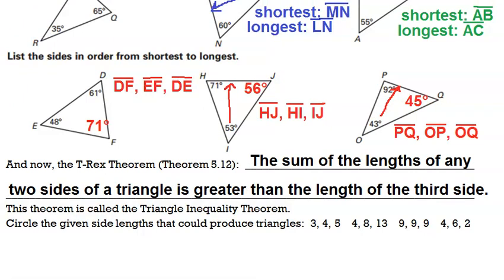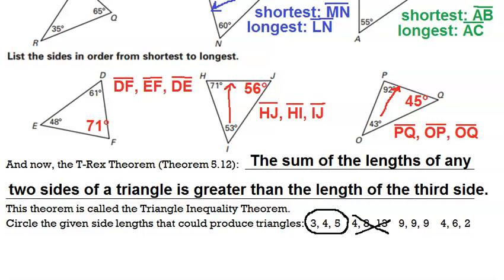Circle the side lengths that can produce triangles. Well, is 3 plus 4 greater than 5? Are the 3 and 4 long enough to reach across the 5? Absolutely. That means these could make a triangle. In fact, it's a right triangle, but we won't get into that right this second. All right, 4, 8, and 13. Is the 4 and the 8 long enough to make it across the 13? So you've got 4 plus 8 is greater than 13. That's not true. There is no way. 4 plus 8 is not greater than 13. It's less than 13. So that is a no.